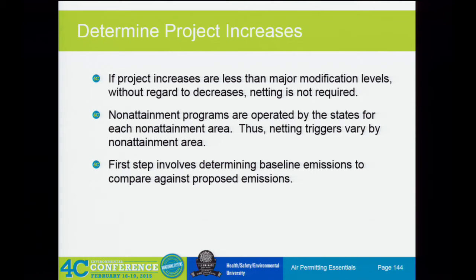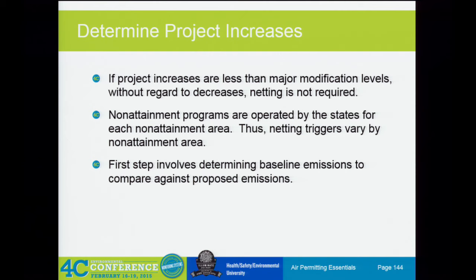So, like I said, how to comply with non-attainment permitting is all within your state implementation plan. And a lot of states will have lower thresholds than what is required by federal regulations, because the goal of the non-attainment permits is to get your non-attainment area in compliance with the national ambient air quality standards.